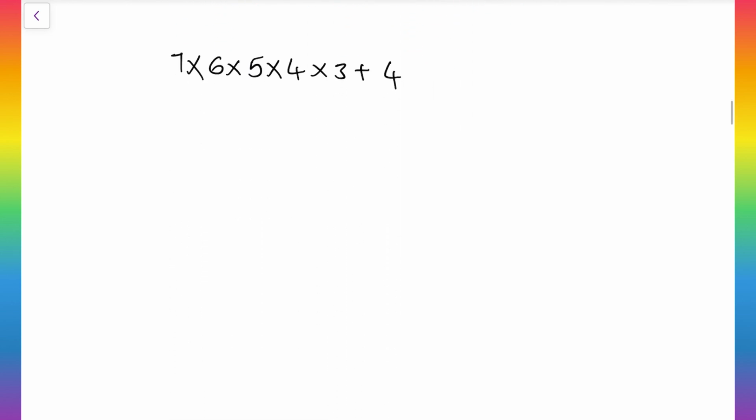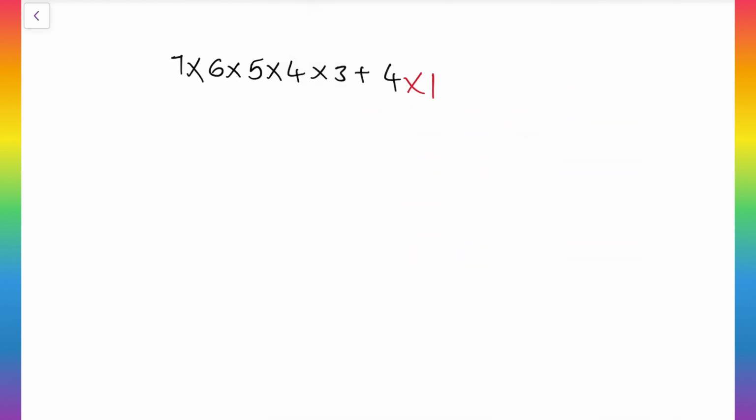Coming to one more question. 7 into 6 into 5 into 4 into 3 plus 4. Here after the plus symbol only a single digit is there. So to avoid any confusion, I am writing that 4 as 4 into 1. Don't write it as anything else, because if you write 4 into 2 or 4 into 3, the value will change. 4 into 1 is 4 only. So no value will change. That is the reason you need to multiply with 1 only.